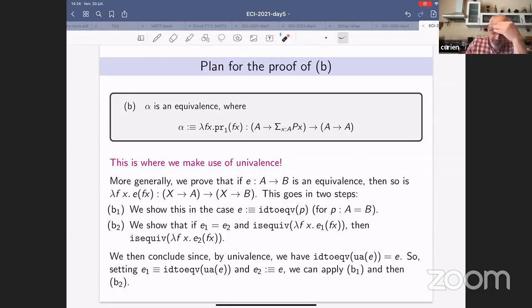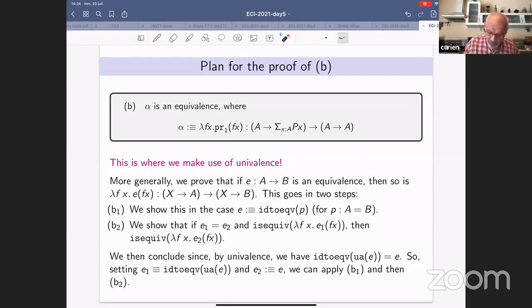And this is the place in this whole proof where univalence implies function extensionality. It is the unique place where we make use of univalence. So it's somehow a crucial step. Okay, and the proof is easy, by the way.